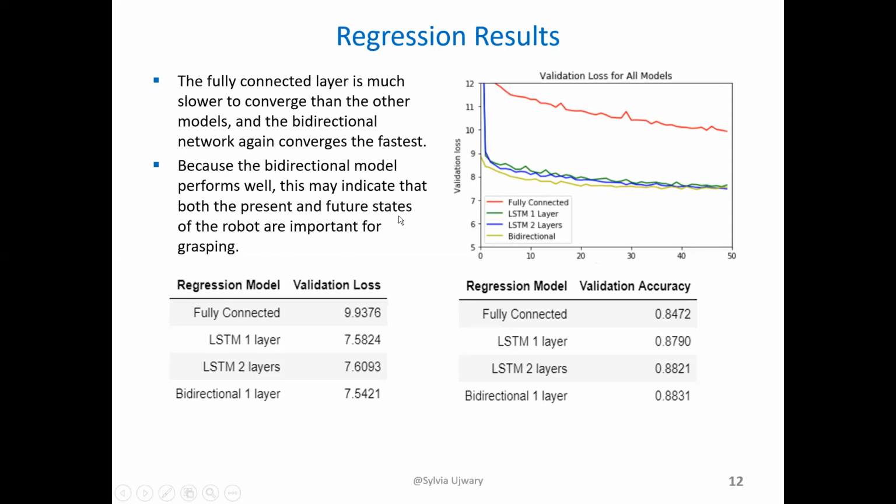So because the bidirectional model performs slightly better, maybe this indicates that both the present and future states of the robot are important for grasping objects.